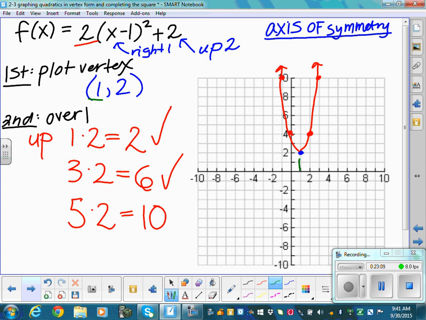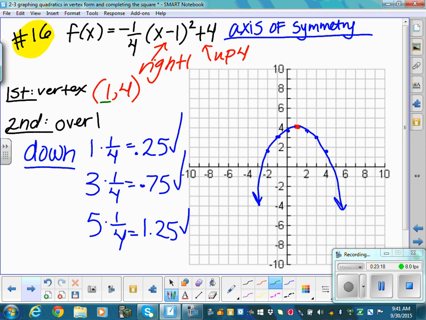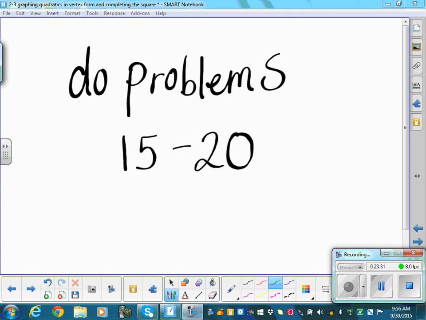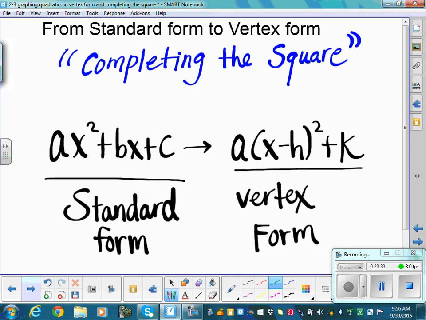Now notice when I draw that in, it's perfectly symmetric around that line. And then once again, this one was at 1. So at 1, I draw my axis of symmetry. It's perfectly symmetric about that line. So there's your x value of your shifted parabola. Okay, continue. All right. So now we have to learn how to put something from standard form to vertex form.